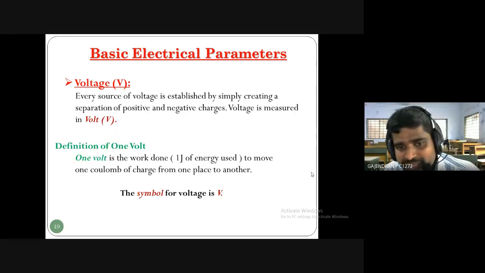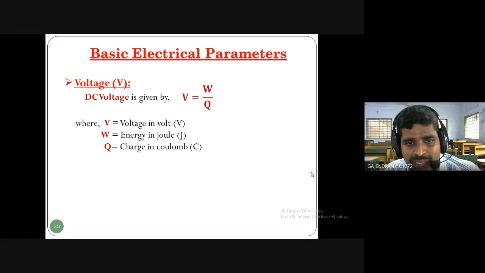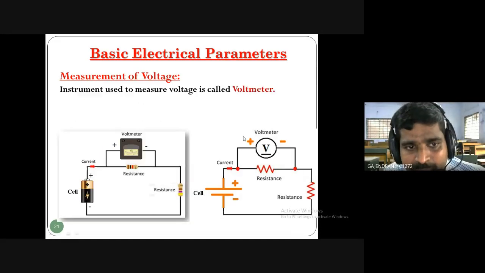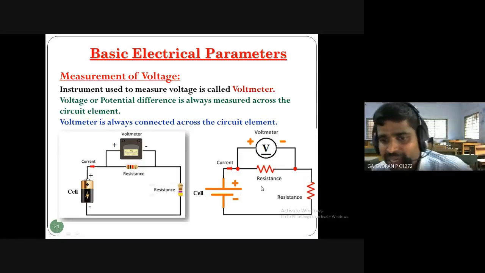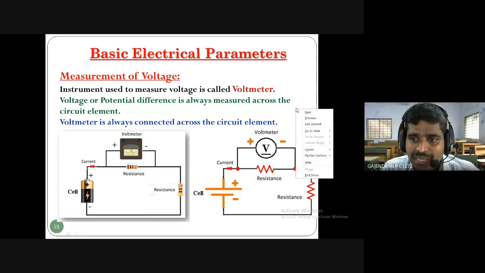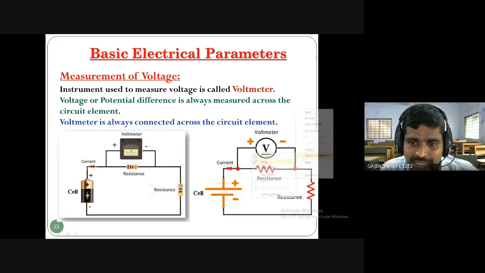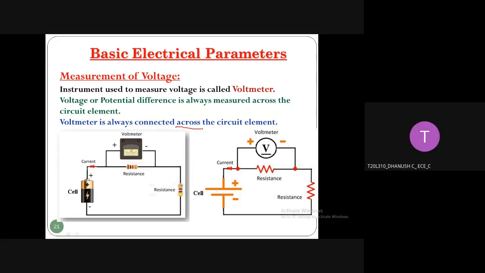Then voltage, work done required to move 1 coulomb of charge from one point to another. Then how to measure the voltage, you know very well, because we have completed the laboratory session also. Whether I need to measure across or through the conductor. Voltage. Across. That's all. Voltage means across.